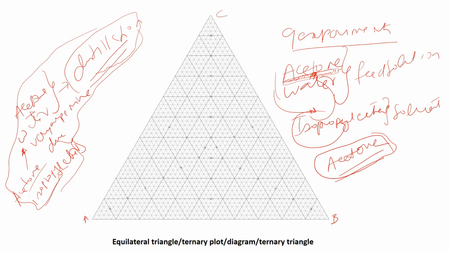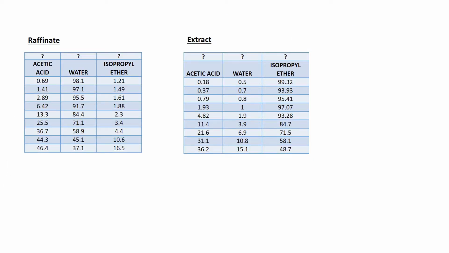And just assume we did already 9 experiments, and then at the end of the experiment, every time we get something called extract and something called raffinate, and each of them will contain 3 components: A plus B plus C. Extract will contain A plus B plus C. So let me show the values. So that's the value we got. This is your raffinate side, this is your extract side.